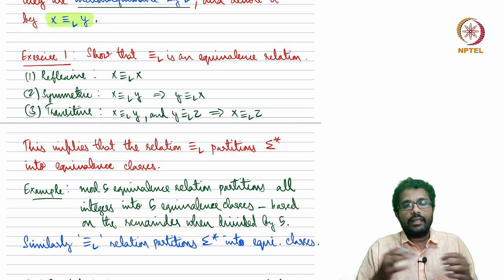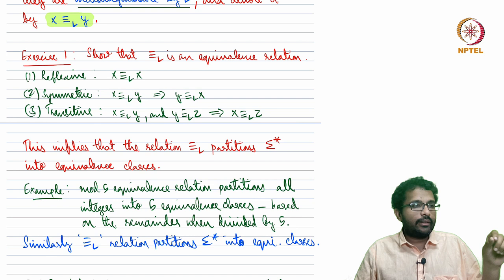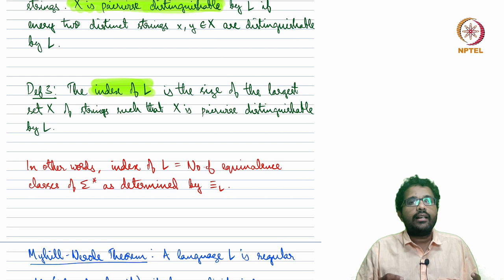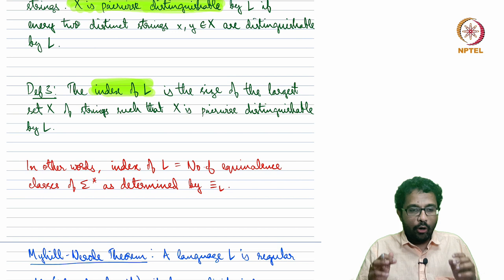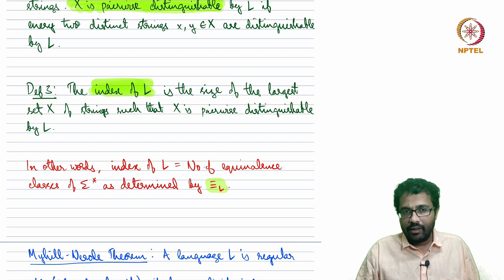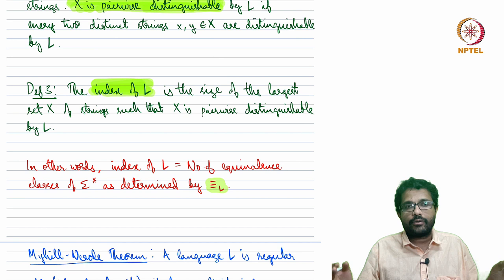Because if you pick 11, then by pigeonhole principle, you must be picking 2 from some class, and they will not be distinguishable, right? So the index is actually asking what is the number of equivalence classes that the relation indistinguishable by the language L partitions sigma star into. If it partitions into 10 equivalence classes, then I can get a pairwise distinguishable set of size 10, right? But if it partitions into only 6 equivalence classes, then the largest set that I can construct is of size 6. From each equivalence class, I can pick one representative, and that is the best that we can do.